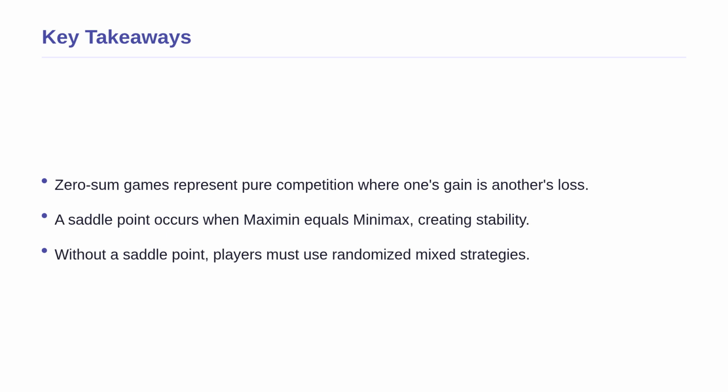First, a two-person zero-sum game represents pure competition, where one player's gain is exactly the other's loss. Second, we solve these games by looking for a saddle point, where the maximin equals the minimax, representing a stable, conservative strategy for both sides. Finally, if no saddle point exists, players must use mixed strategies, randomizing their actions to remain unpredictable and secure the best possible average outcome. You now have a solid mathematical foundation for analyzing competitive strategies.